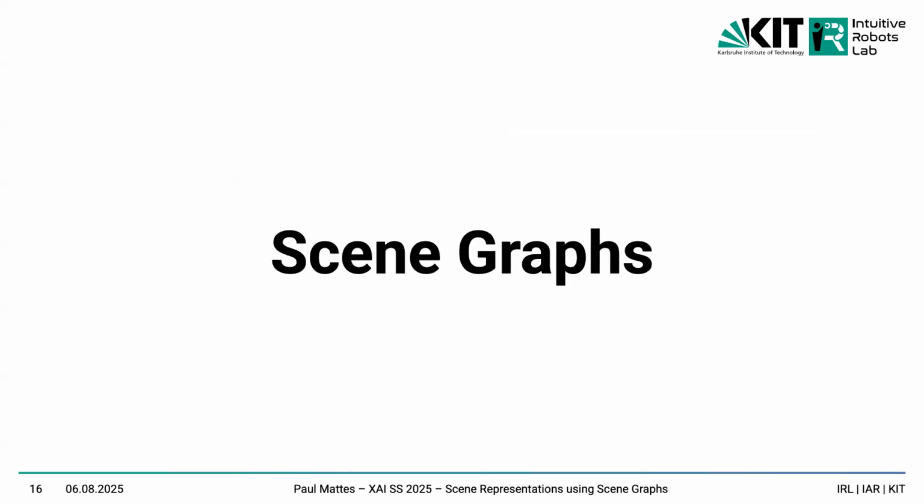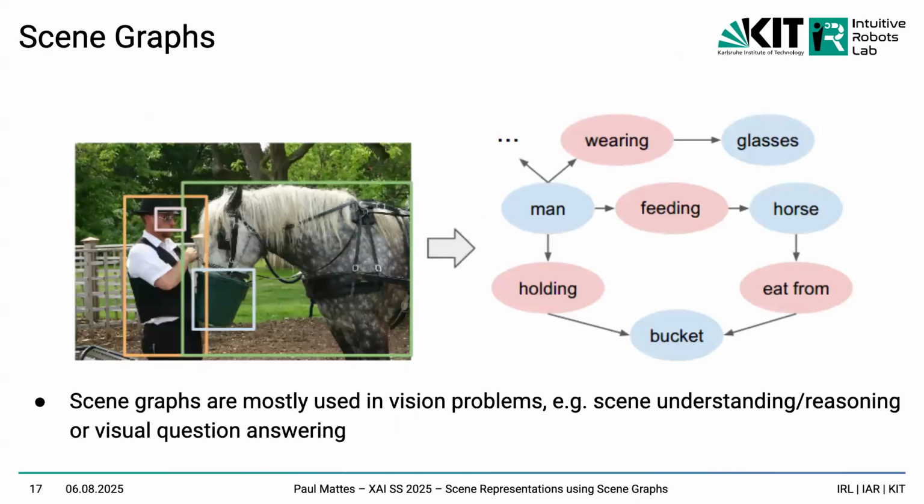So let's look at scene graphs. Scene graphs in general are mostly used in vision problems, right? They are not necessarily related directly to robotics. They are used for scene understanding or reasoning and for visual question answering, because it's much easier if you have a question, for example, what's the man doing in the image, to then say, okay, let me find the correct node in my graph. And now I just go through the graph and say, well, the man is feeding a horse and the man is holding a bucket. Done. I've answered a visual question. It's easier than to input the image and then tell the CNN, okay, now output me something, I don't know, some sentences, something else.